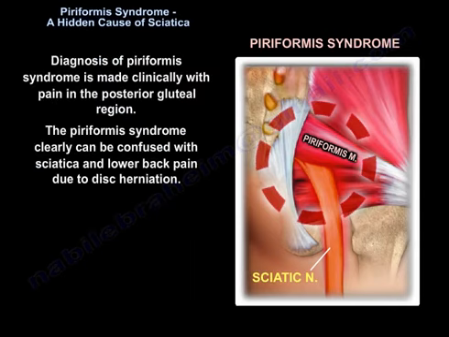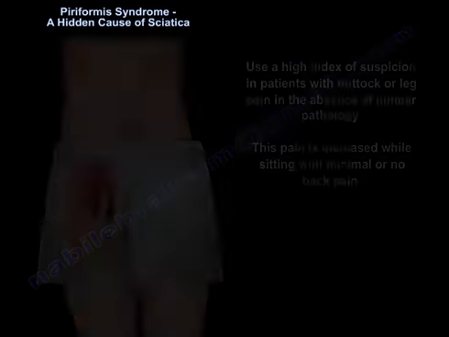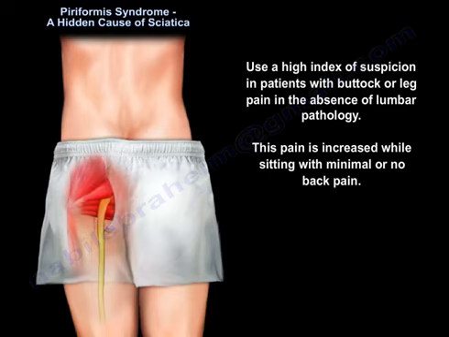Diagnosis of piriformis syndrome is made clinically with pain in the posterior gluteal region. The piriformis syndrome clearly can be confused with sciatica and lower back pain due to disc herniation. A high index of suspicion is needed in patients with buttock or leg pain in the absence of lumbar pathology. This pain is increased while sitting with minimal or no back pain.